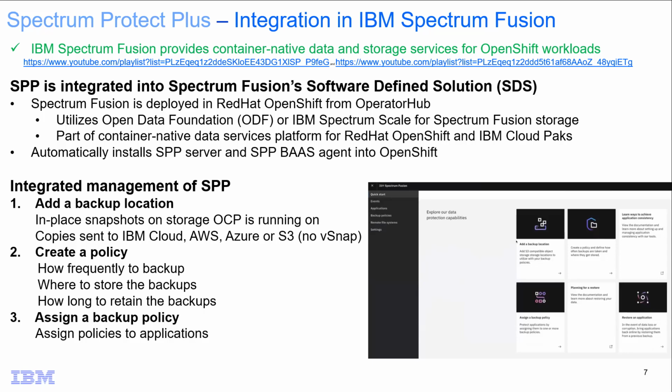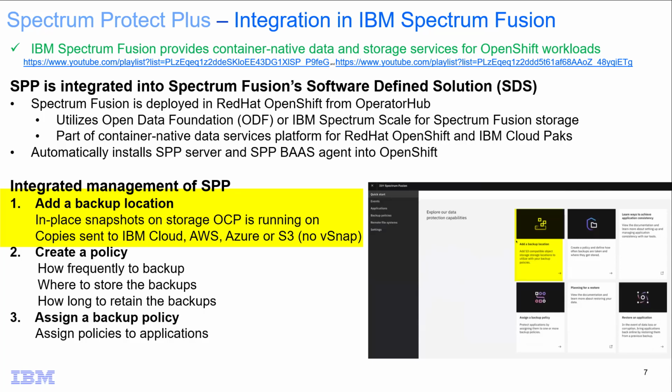Once Spectrum Fusion is installed, it does offer integrated management of the Spectrum Protect Plus data backups. And you'll see on the screenshot over here and in the demo that the user has the ability then to do things like add a backup location. And this backup location is where we will send the copies of the in-place snapshots. So Spectrum Protect Plus will do an in-place snapshot on the storage that the OCP is running on. And then you have the option to send those copies to either IBM Cloud, AWS, Azure, or S3 attached storage.